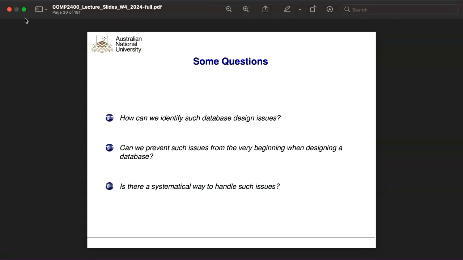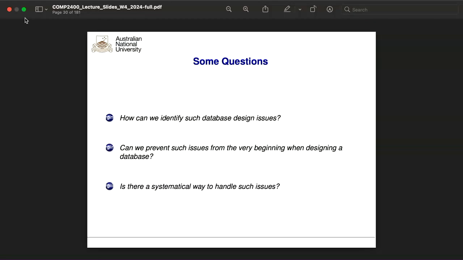Okay, so that comes to several questions. How can we identify those database design issues? Can we just do this manually? Because you're already aware of this kind of design issue. But when you have a database, should we just manually say, okay, this is an issue? That won't be efficient. And also, how can we prevent this kind of issue from the very beginning, even when we just start to design a database? Because the cost will be much higher if we have a poorly designed database, then later on try to fix the data issue.